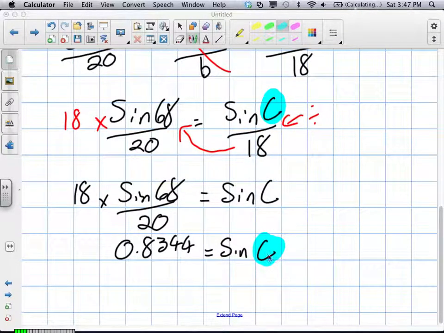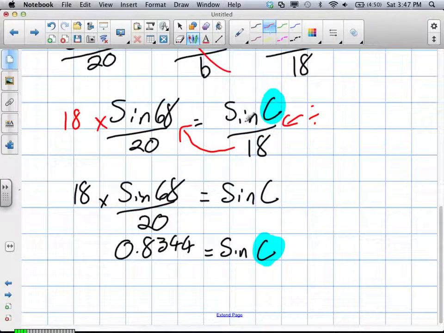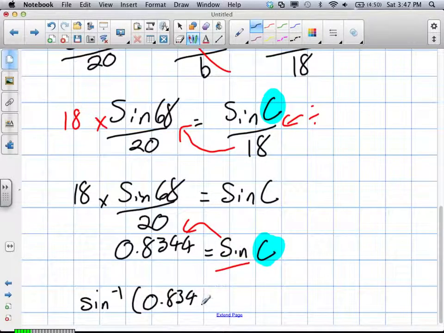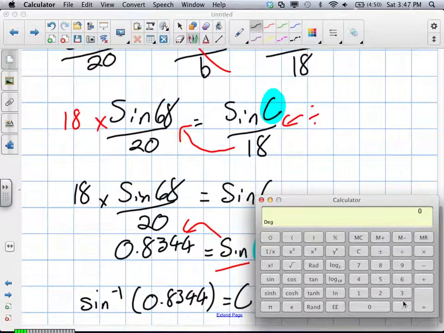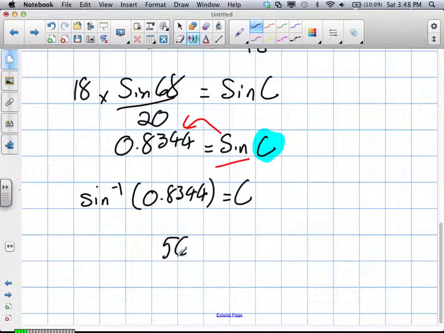When we move sine to the other side, remember, solving for an angle, what does it become? There's an exponent we put to it, negative 1. That's right. So we have sine inverse of 0.8344 equal to C. Then when we put that in the calculator, it's very solvable. It's 56.55. So 56.55 is the angle C.